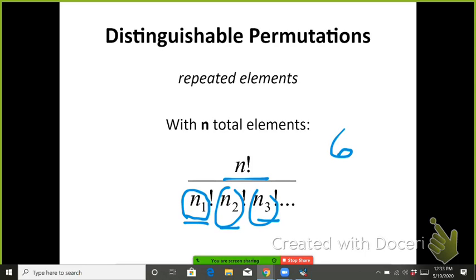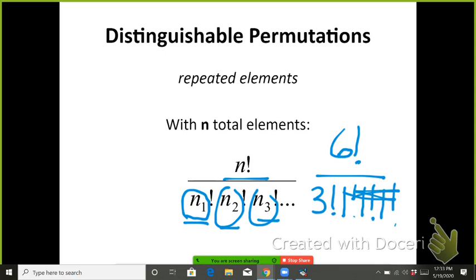So like for Canada, it's 6 factorial because there's 6 different letters, and then 3 factorial because there's 3 A's, and then if you wanted to, you could do 1 factorial for the 1 C, the 1 N, and the 1 D, but this part here, it's all 1, so it doesn't matter. So that would represent the number of ways you can order the letters in the word Canada.